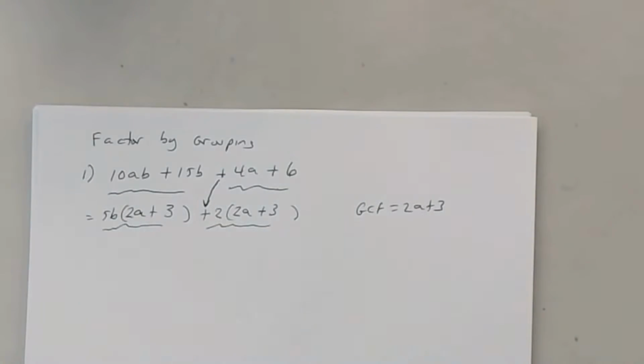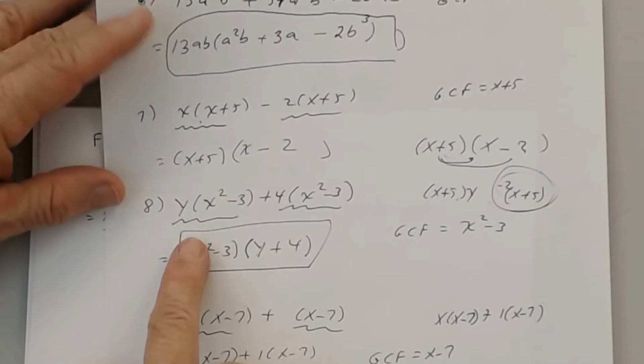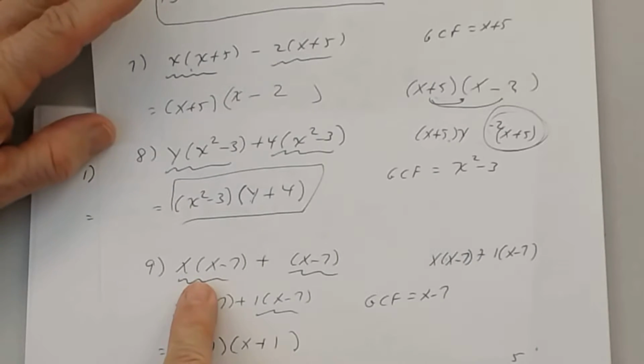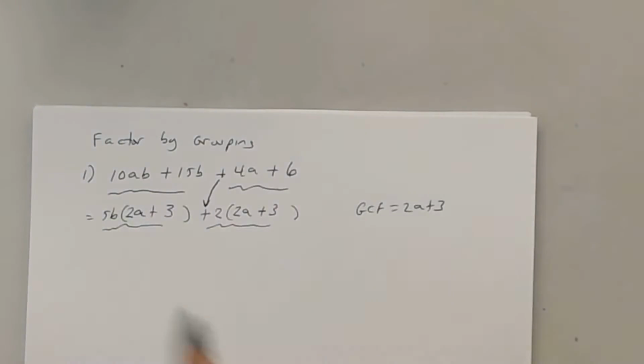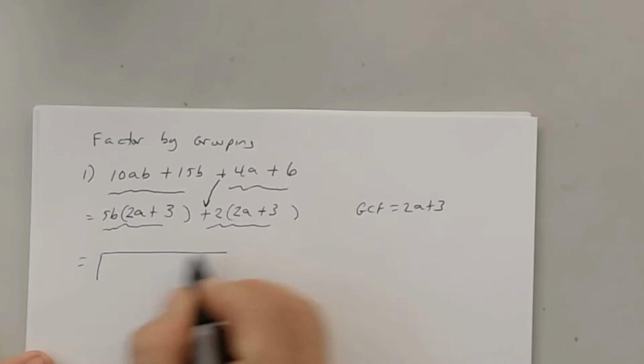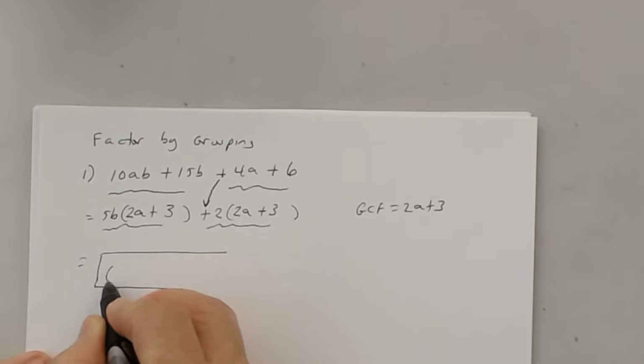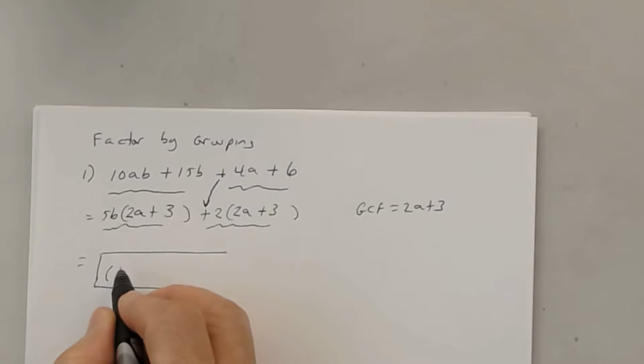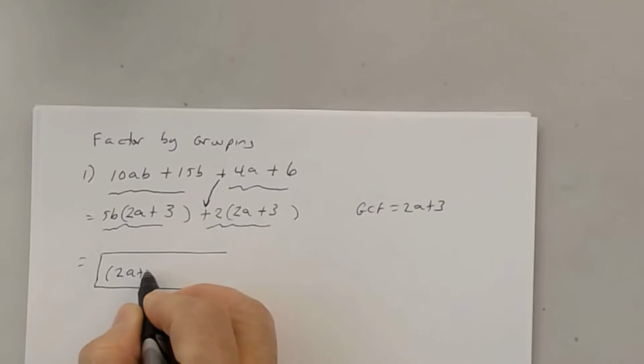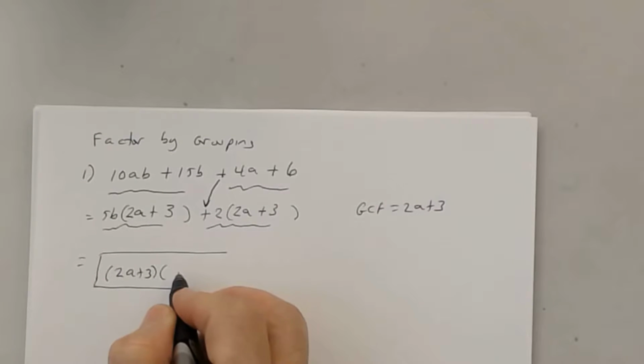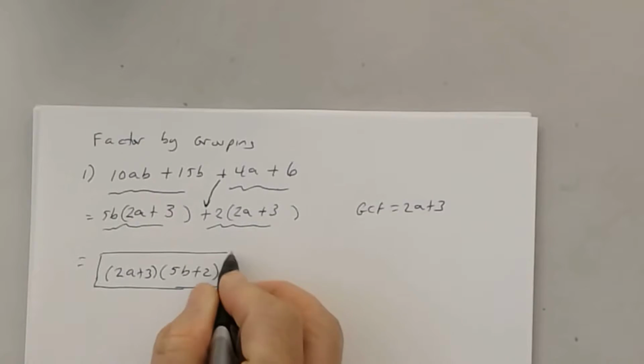And one more step and you're done. Just like you did in number 7, number 8, and number 9. That's the idea there. So the answer will be, in parentheses, the GCF. And what's the GCF? 2a plus 3 times, and what's going to be inside that parentheses? 5b plus 2. There's your answer.